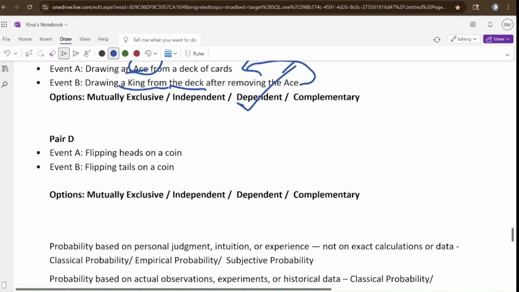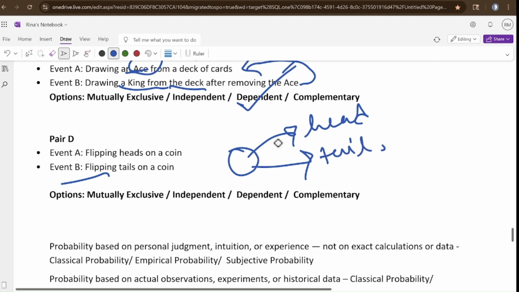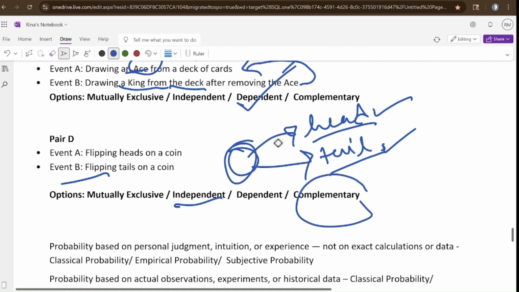Now the next one. Flipping heads on a coin, flipping tails on a coin. See, this is a coin and you are trying to flip it to become heads. For event B, you want it to become tails. Do you think that they are not related? No, obviously they are related. Are they independent? No. Are they dependent? No. They are complementary because either you will get heads or you will get tails. So either you get A or you get the complement of A. This is called complementary.